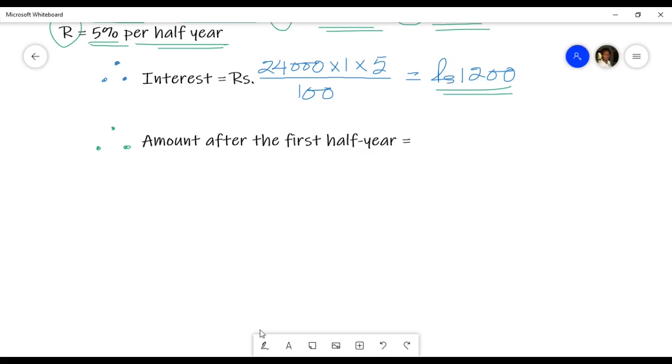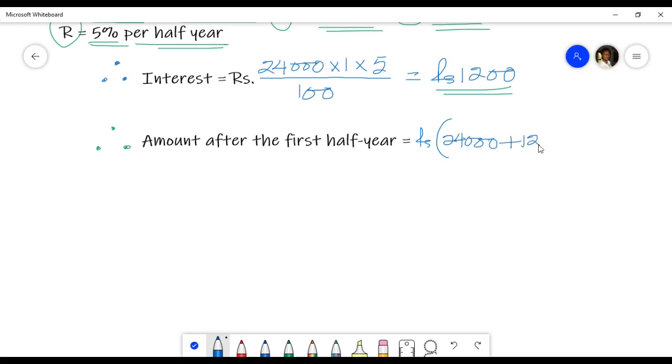Now after finding the interest, we have to find the amount, but remember that we are finding the amount after the first half year. The formula is the same, that is the principal plus interest. You get the answer as rupees 25,200. So this is the amount after the first half year.